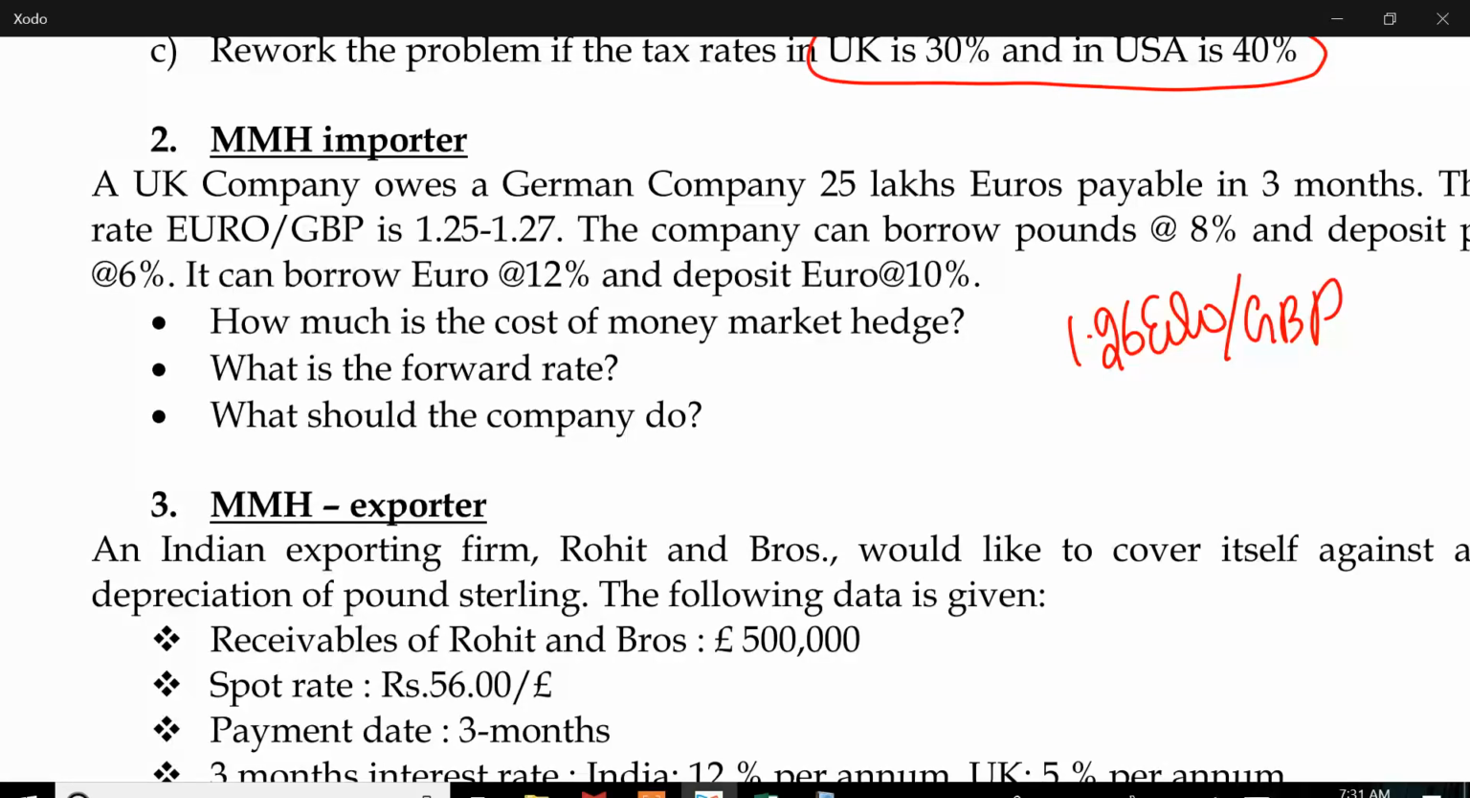Okay, 1.2561 is the rate which is the right rate. If it's 1.26, I will not be taking a money market hedge, I'll keep it open. Why open? Because I'm going to divide by 1.26. It's not multiplication with 1.26. Keep that in mind. It is division by 1.26.